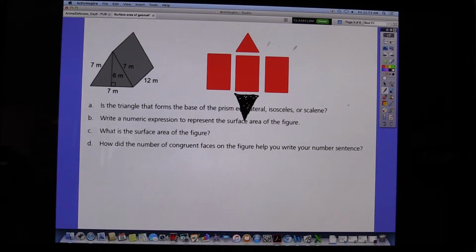So let's see. I already said that this was 7 by 12, so I'm going to go ahead and put that 7 meters by 12. This is 7 meters by 12. That's not looking good. And this is 7 meters by 12.